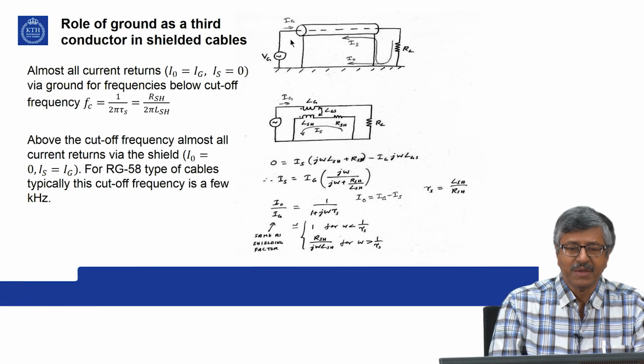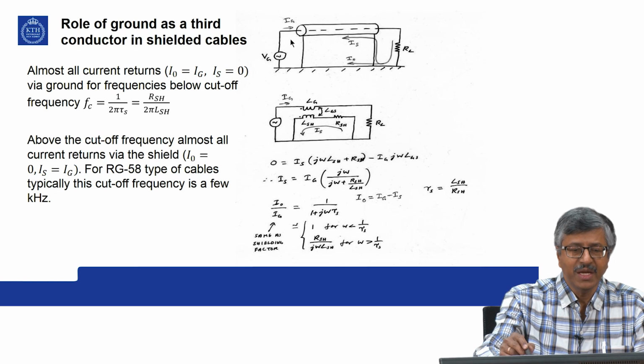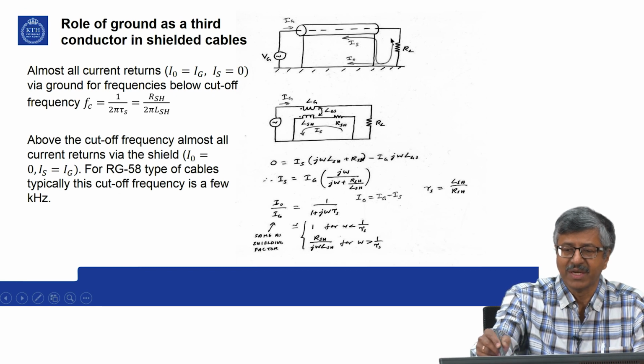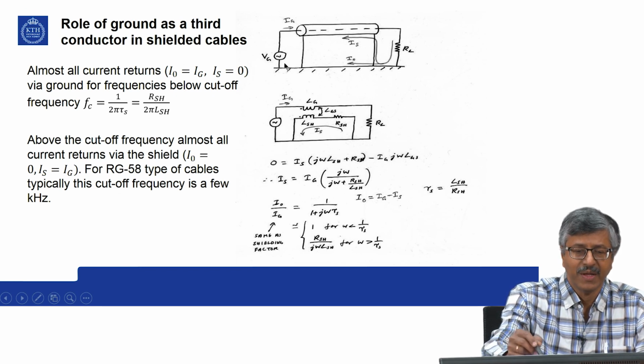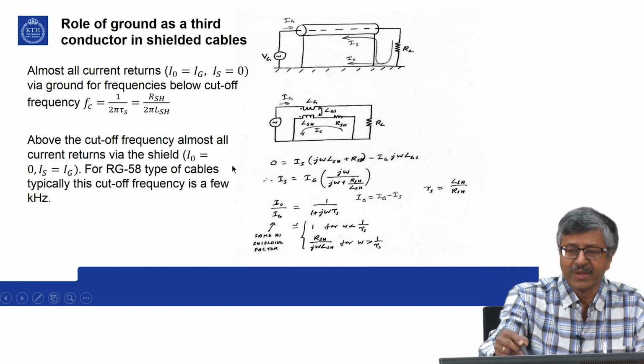Say, for example, at very low frequency, that is frequencies below cutoff, all the currents will be returning via the ground, and above the cutoff frequency all the currents will be returning via the shield.